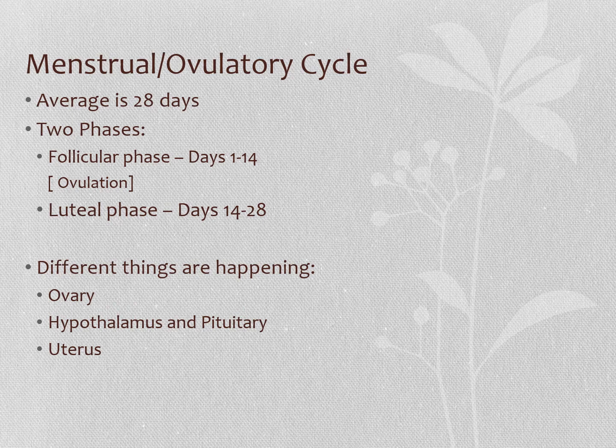And of course, that hormone production is in part going to be regulated by the hypothalamus and pituitary. And different things are also going to be happening in the uterus, particularly that endometrial lining. So we're going to talk about all of those different components as we move through the phases.